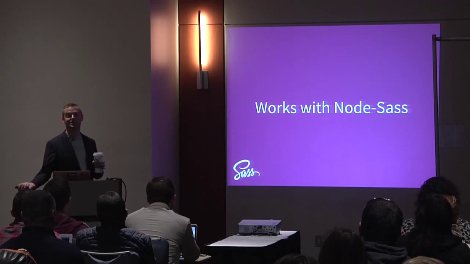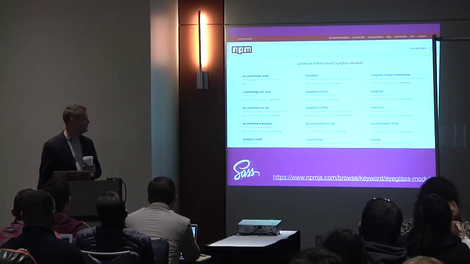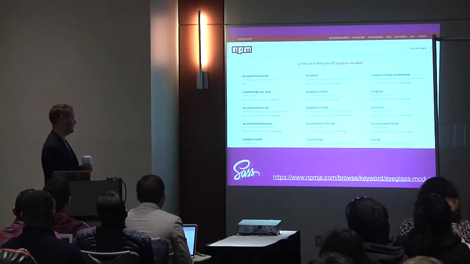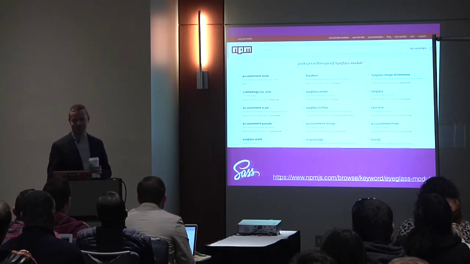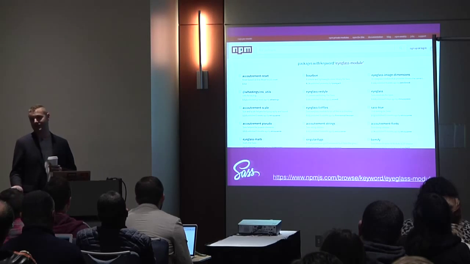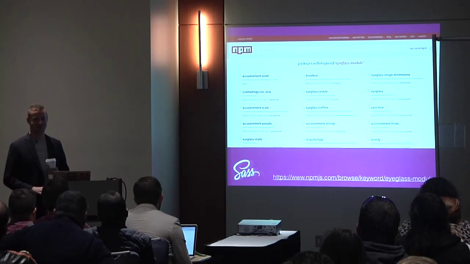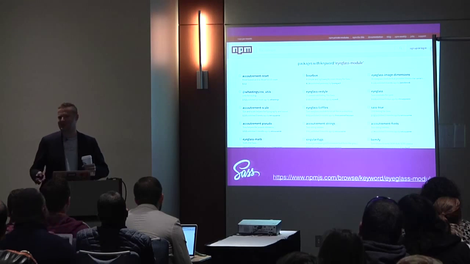Yeah, so it works only with Node Sass, so the libsass wrapper. And there's basically a quick search. If you look up the keyword eyeglass module on NPM, you can look up anything you can include. This basically works now. I mean, it's beta, so I don't know, but I'd say use it. Why not, right?